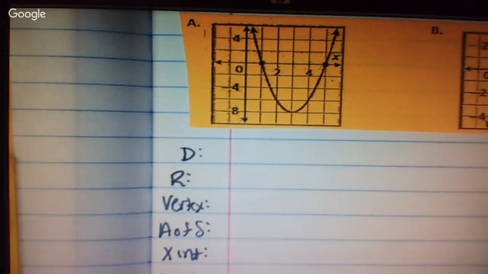Okay. So what we're going to do with these graphs is we're going to identify all of those key features we just talked about. Okay. So if you look at graph A, the first thing we need to talk about is the domain. How far does this graph stretch to the left? And how far does it stretch to the right? So to the left, negative infinity. It's going to keep going. And to the right, positive infinity. Does your domain ever change? No.